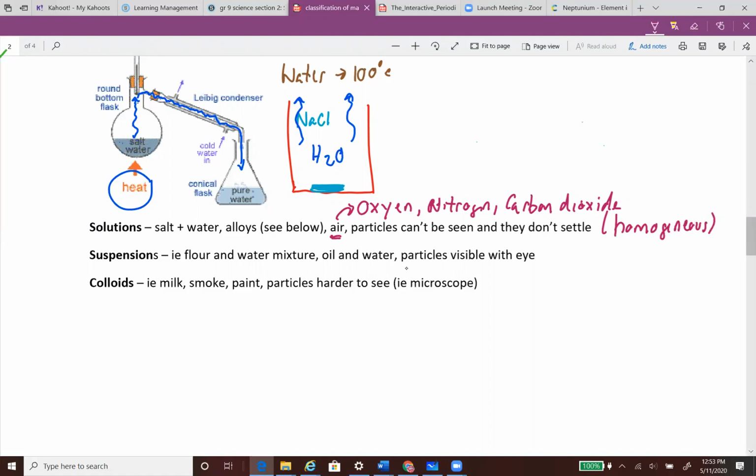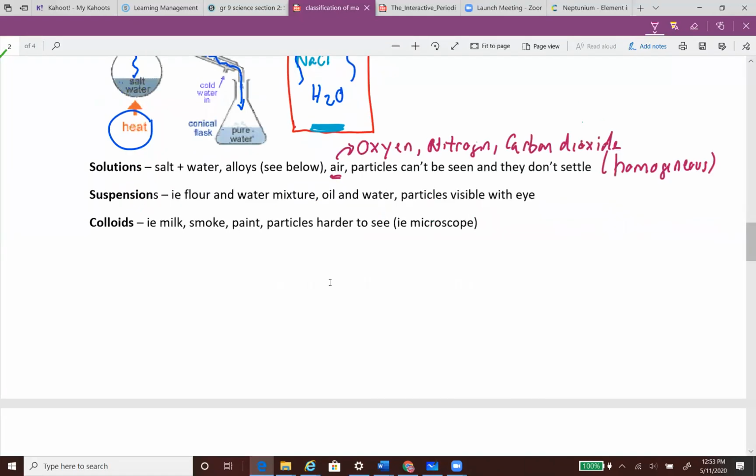But a suspension is where you can see different particles with your eye, like we talked about oil and water, or maybe mixing flour and water. A colloid is a little bit harder to see that there are actually different particles in it. Maybe you might need a microscope. For example, milk. If I look at a glass of milk or paint, it would look like it's homogeneous. It would look like it's exactly the same.